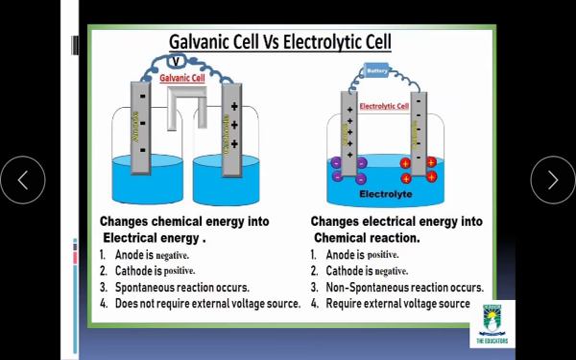So number one, in a galvanic cell the anode is negative, the cathode is positive, and the reaction is spontaneous and does not require an external voltage source. On the other hand, in an electrolytic cell, the anode is positive and the cathode is negative. This is a non-spontaneous chemical reaction and it requires some external voltage, so we have to give some current to this circuit. So this is the difference between a galvanic cell and an electrolytic cell.